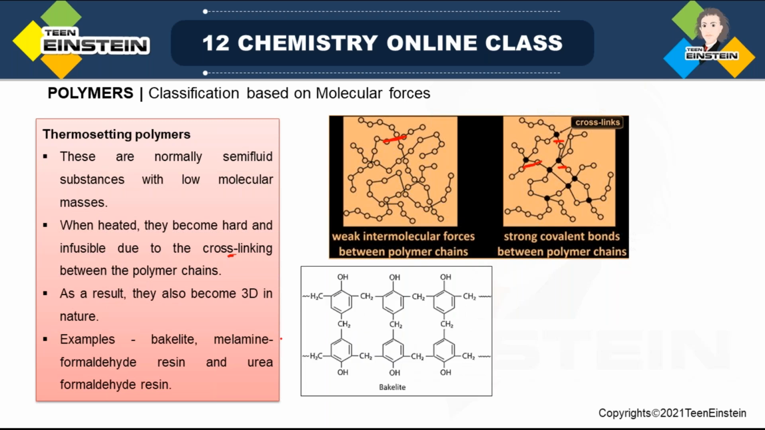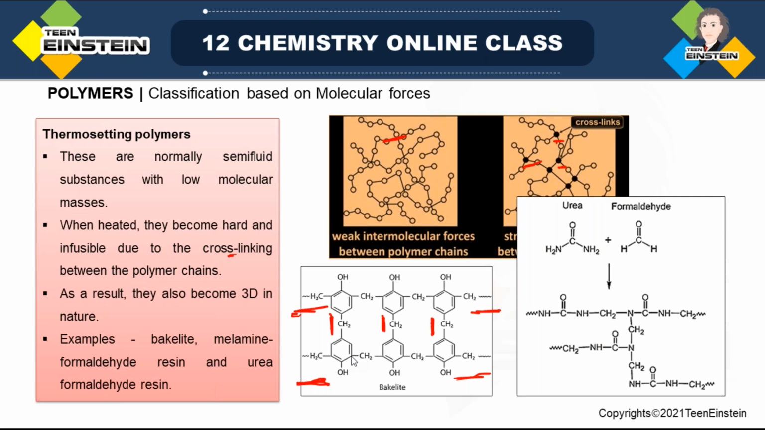So this is the structure of bakelite. See, this is one chain, this is another chain. Now they are connected to each other. These are the cross-linked portions. Because of this cross-link, now they are very strong. Before heating, suppose there is an individual chain, it is semi-fluid. Now when heating it, through this CH2, each chain is connected, and as a result, it has a three-dimensional cross-linked structure.